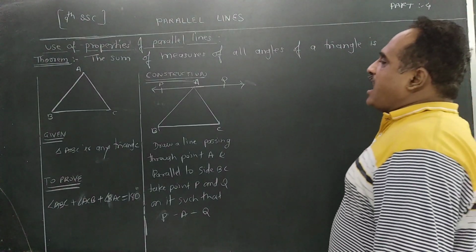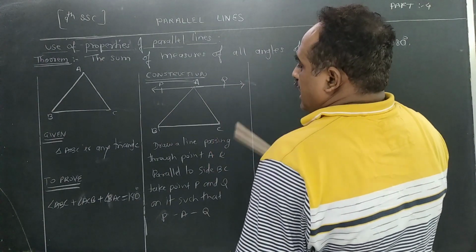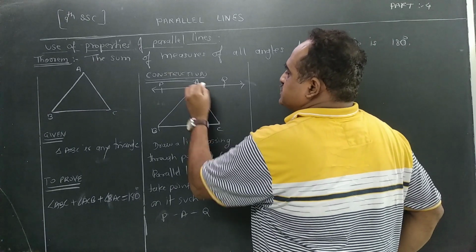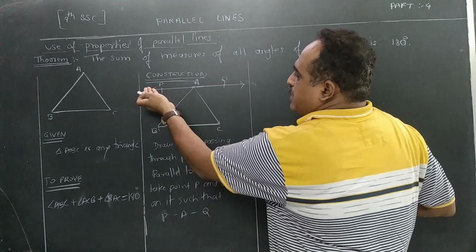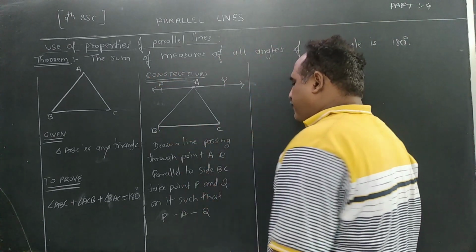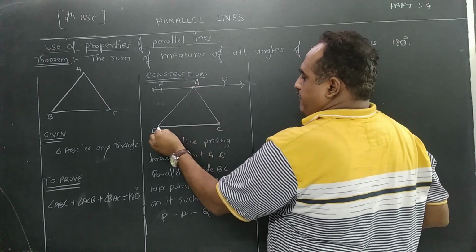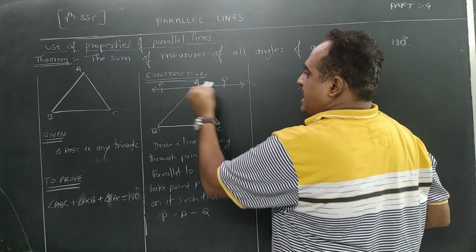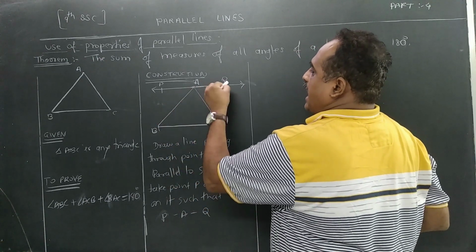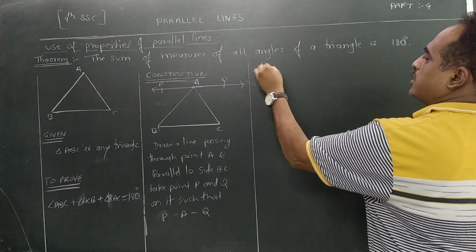In this case, we are going to draw a construction. In that construction, draw a line passing through this point A, and that should be parallel to BC. Means this BC and this line PQ are parallel lines. Take points P and Q such that P, A and Q are collinear points. Have you understood? This is what we have completed as the construction. Now we are going to do the proof.